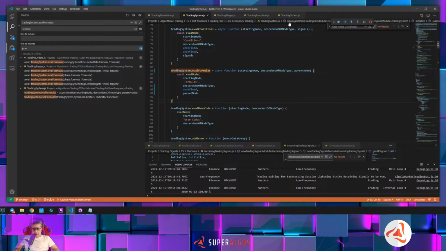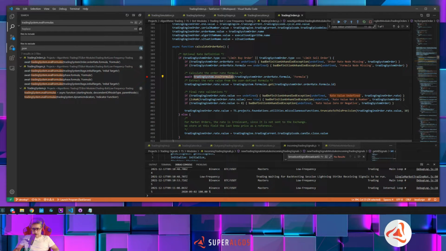So in the case of the trading order that I'm sending directly the formula, I could send the order rate node and it would work. But also I can send the order rate as a third parameter, that is the parent node, and this should work. Okay?